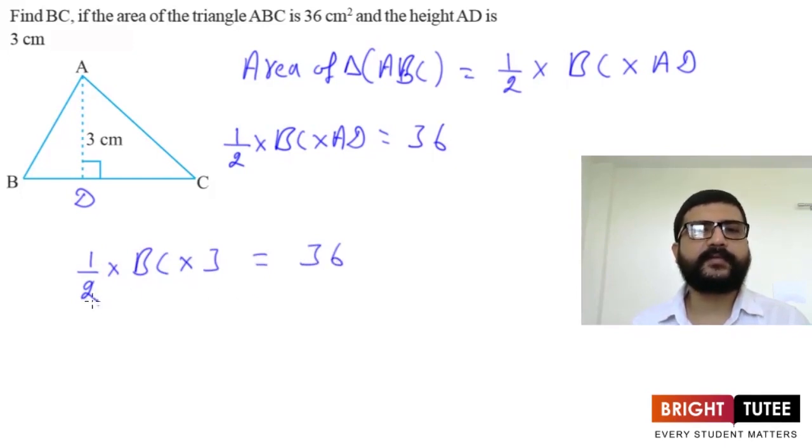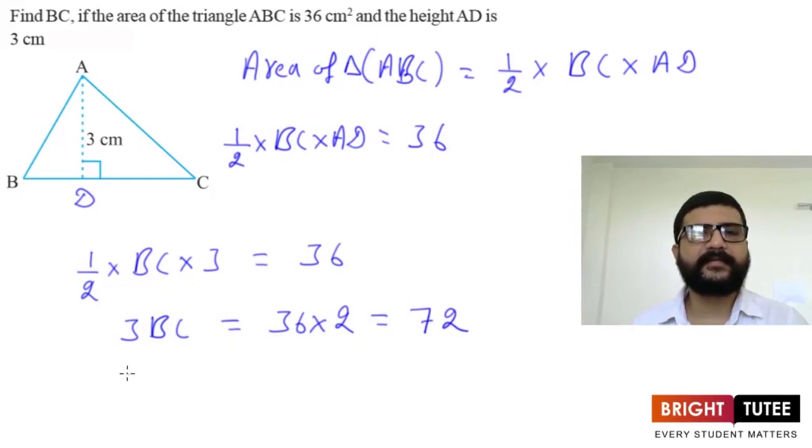Now what we can do, we can transpose this 2 here. So we will get 3BC is equal to 36 into 2. 2 was in division with 3BC here. So after transposing, it will come in multiplication. Now what is 36 into 2? It is 72. So now we are having 3BC is equal to 72.